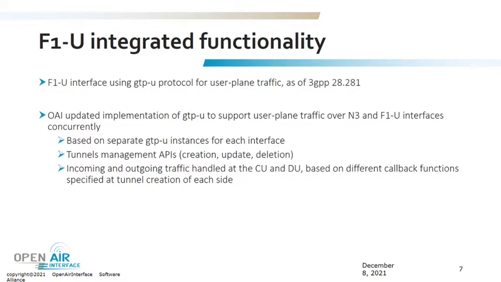The GTPU implementation also supports appropriate tunnel management APIs for the creation, the update, and the deletion of GTPU tunnels. And the traffic is handled at the CU and the DU based on different callback functions that we specify at the tunnel creation phase. And these are different for N3 and F1U interfaces in this case.